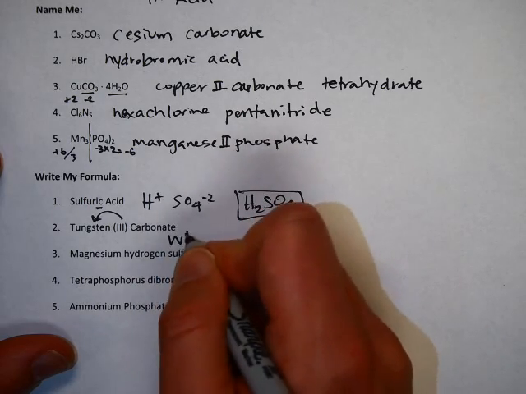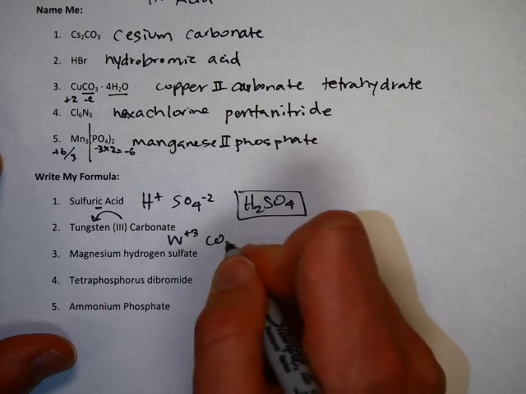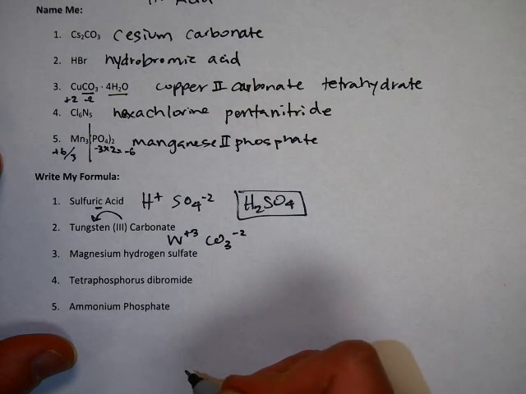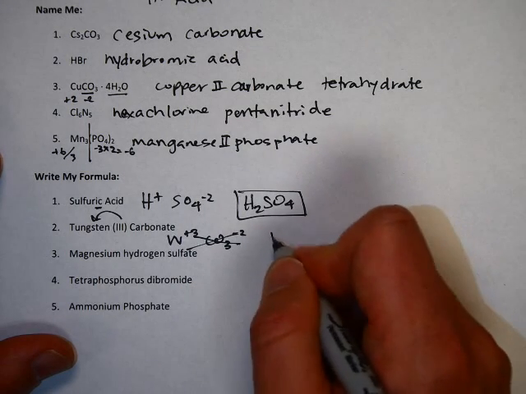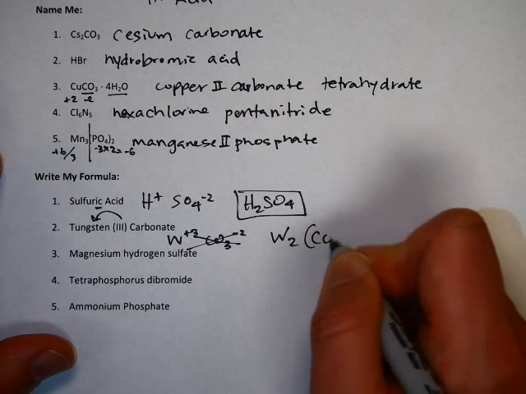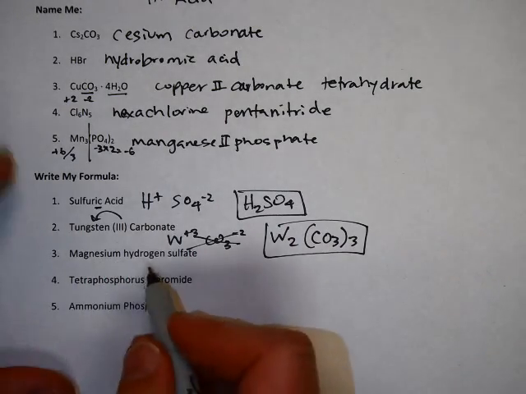Tungsten 3 carbonate, the 3 is the charge on tungsten, so you would write W+3. Carbonate is on your polyatomic ion list, it's CO3, it's a -2 charge. And you crisscross them, so you get W2, parentheses CO3, 3.